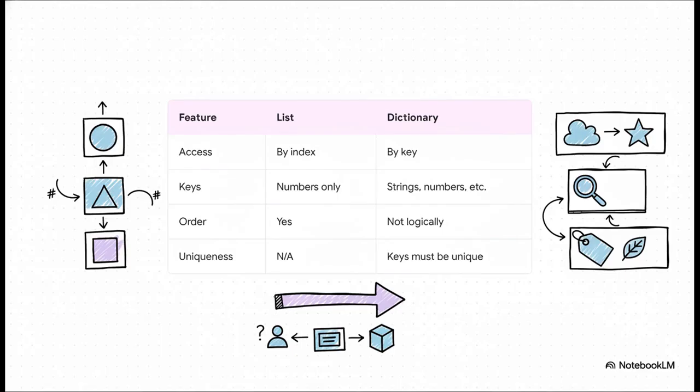And this table really brings it home. With a list, you're always asking, what's at position 2 or what's at position 5? With a dictionary, you get to ask a much more human question, like, hey, what's the value for January? You're looking things up by a meaningful name, not just a number. And that right there is the magic.